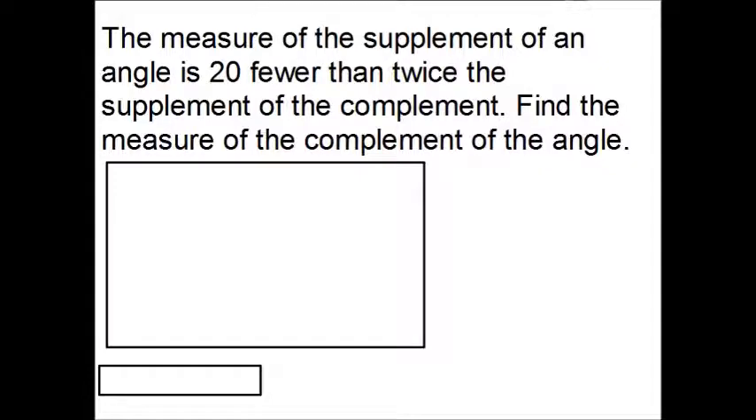So here we go. First and foremost, we have the supplement of an angle. Next part, 20 fewer than. Then we have the supplement of the complement. Yuck. And here's that word is in between. So that's where our equal sign is going to be. So let's think about how to set this up. The supplement of an angle, 180 minus x, is equal. Now, fewer than takes that 20 that's going to be subtracted and tosses it to the end of the equation. Anytime you see the word than, that's where it's going to be going. Twice the supplement of the complement.